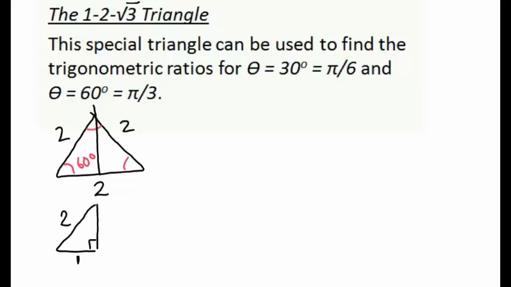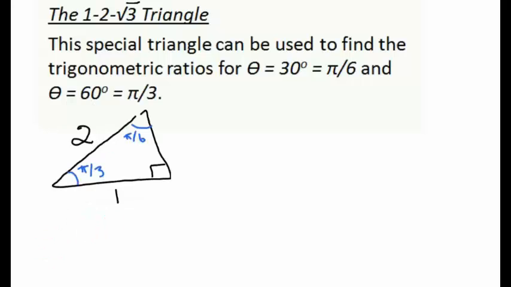This leg down here is going to be a measure of 1 because we have taken this length and divided it in half. This angle in here is going to be 30 degrees, or pi by 6, because it should be half of 60 degrees. And this angle down here is going to be 60 degrees, or pi by 3. Now I'm going to draw this triangle just a little bit bigger so we can use it to get at the trigonometric ratios for 30 degrees and 60 degrees.